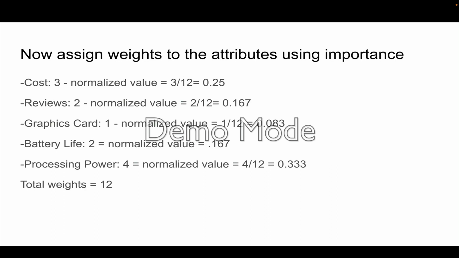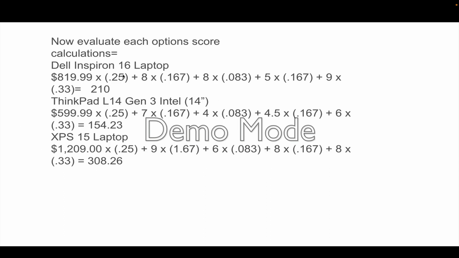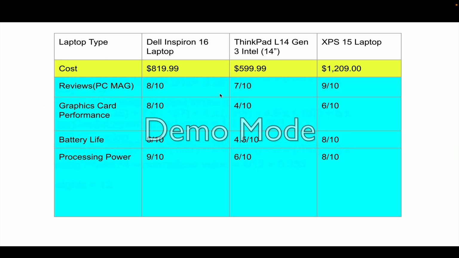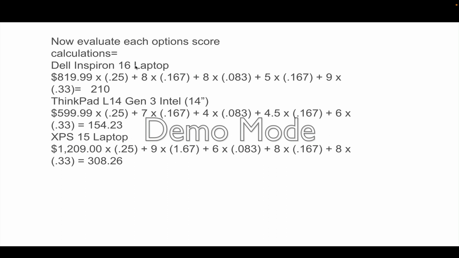Okay, we then use the normalized value that we got for the weights here, and we multiply each of these values by these weights, and we were able to come up with the numbers of which would have the highest. So in this case, the highest attribute score would be the XPS 15 laptop, which is the most expensive.